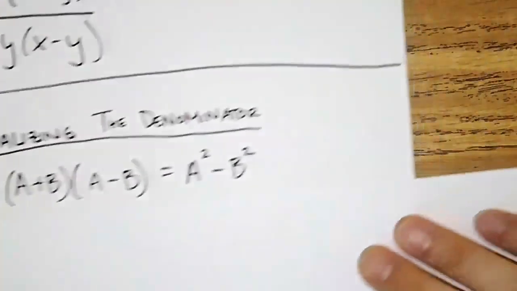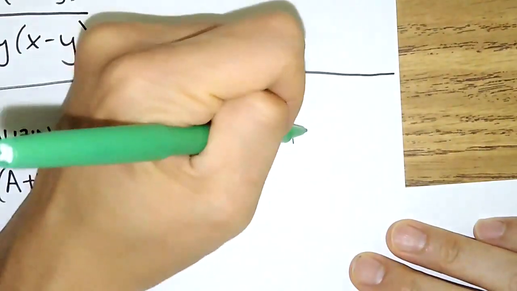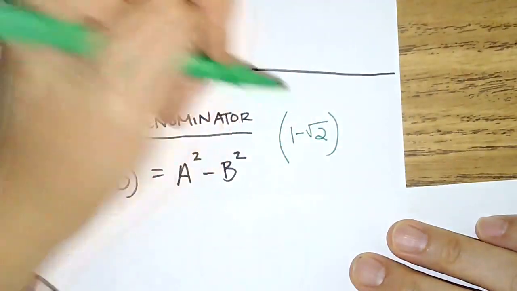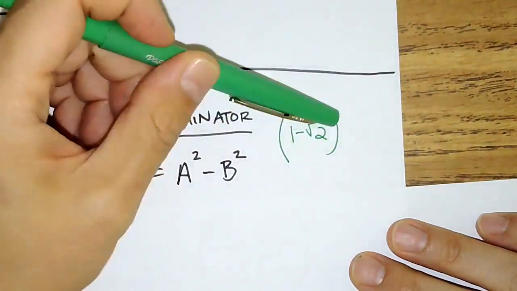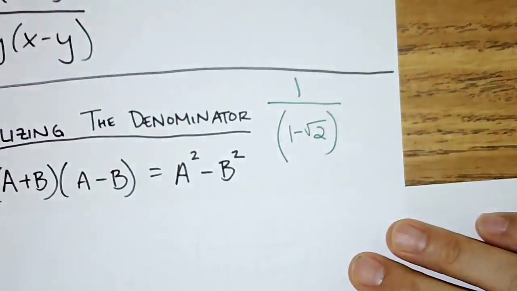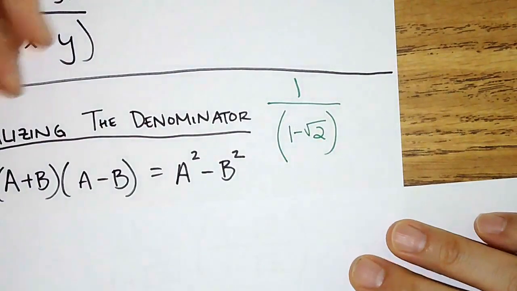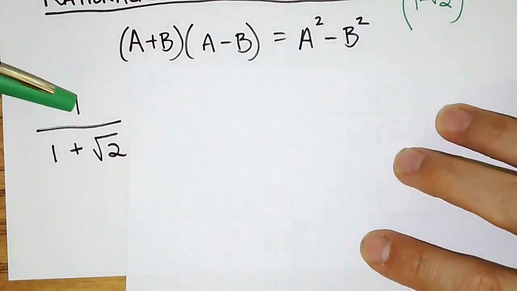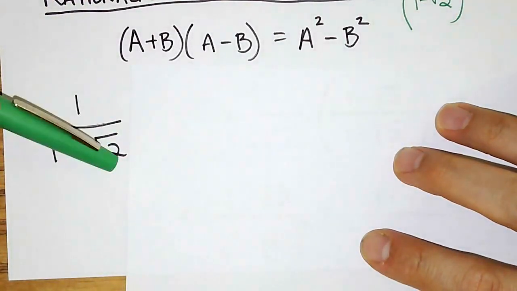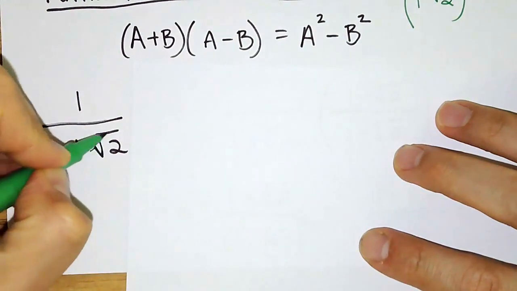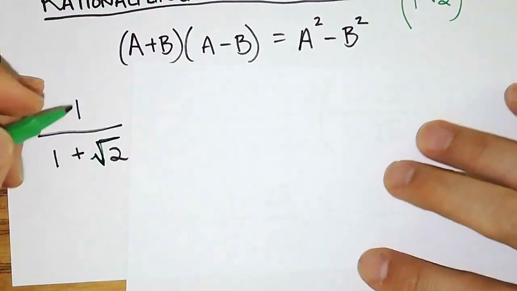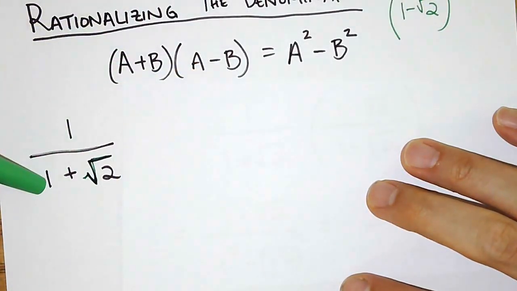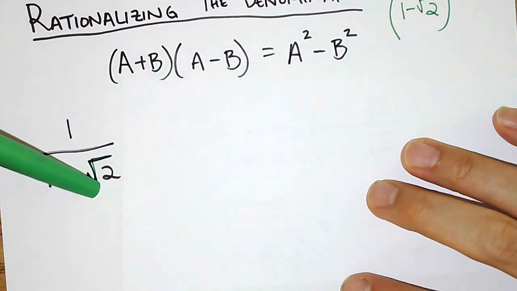Remember, let's say, for example, if I have 1 minus square root of 2 in my denominator, I cannot have a square root in my denominator. Actually, that's one of my examples here. So let's just do this: 1 divided by 1 plus square root of 2. I cannot have this square root in my denominator, so I'm going to get rid of it using this method here. My a term here would be 1. My b term here would be square root of 2.